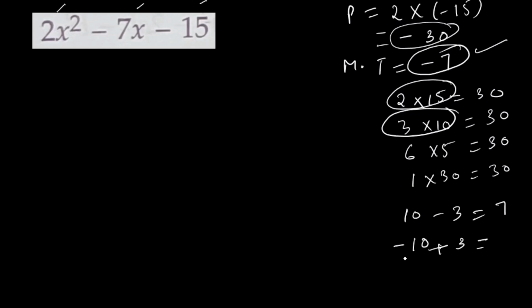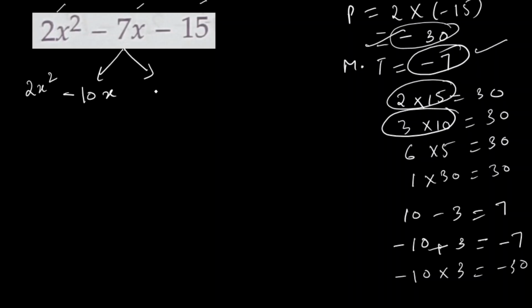If we choose these two numbers, because anyhow we need subtraction here, but the answer is negative, that means the greater number should have the minus sign. So minus 10 plus 3, if we calculate, our answer is minus 7. Moreover, when you multiply these two, minus 10 into 3, the answer is minus 30, which we need here as the product. So we have figured out the numbers: minus 10 and plus 3. So first I will write the first term as it is: minus 10x plus 3x minus 15. So the three terms have changed to four terms.